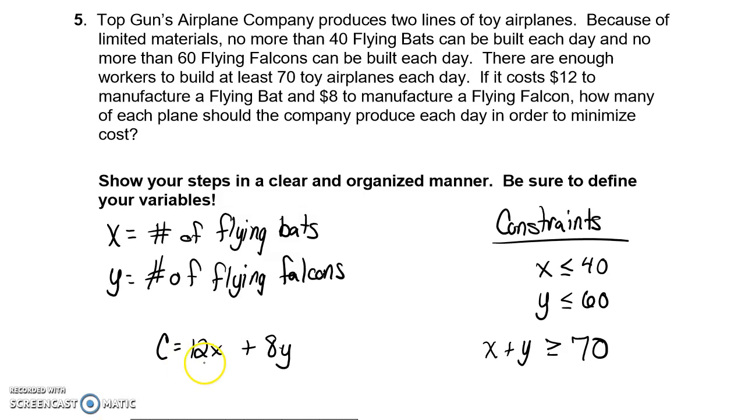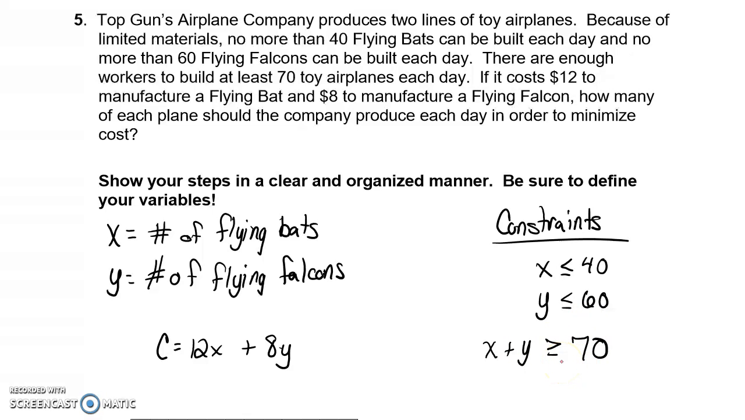So our cost function, 12x plus 8y, is going to represent our cost since it's $12 to manufacture flying bats, which was x, and $8 for flying falcons, which was y. Here are our original constraints. Our constraints represent that we can make no more than 40 flying bats, no more than 60 flying falcons, and that in total they want at least 70 toy airplanes each day.